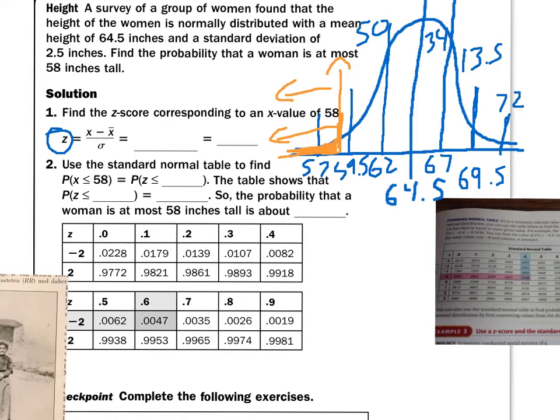So we have 58 minus X bar. X bar is 64.5 divided by sigma. Now sigma is our standard deviation, which is 2.5. So if I do 58 minus 64.5, I get negative 6.5 divided by 2.5. Negative 6.5 divided by 2.5 ends up being negative 2.6. Now I look on my table to actually find out what that percentage is.